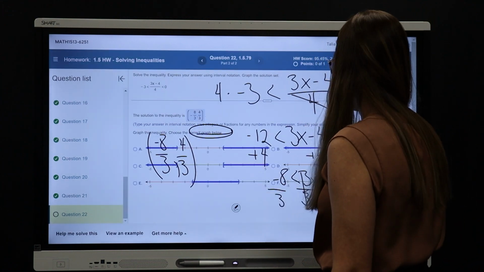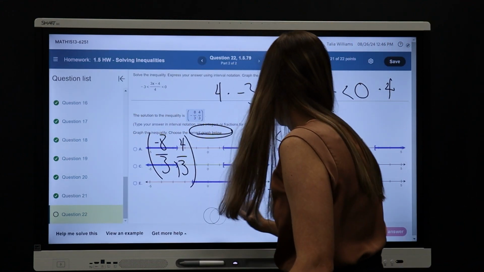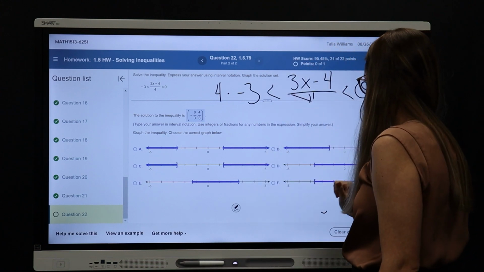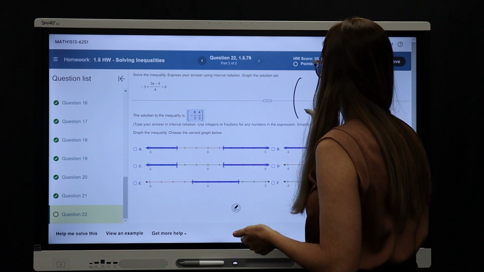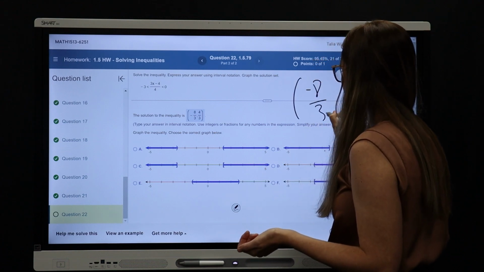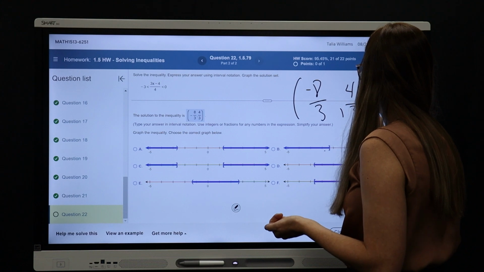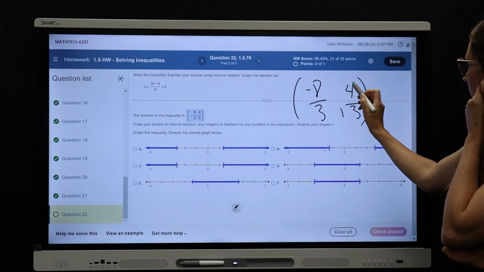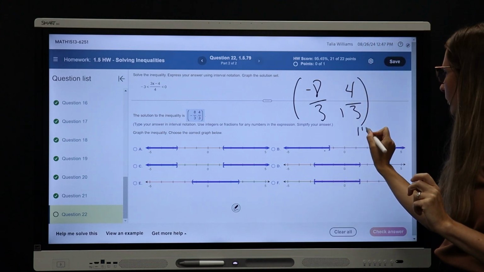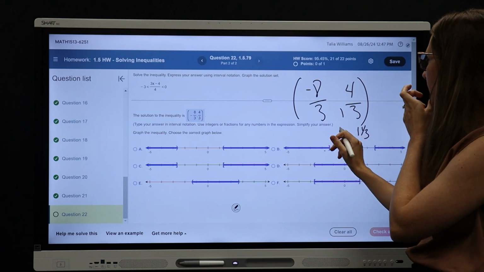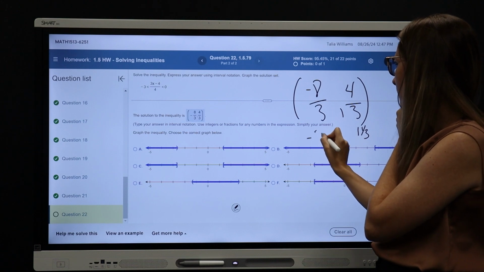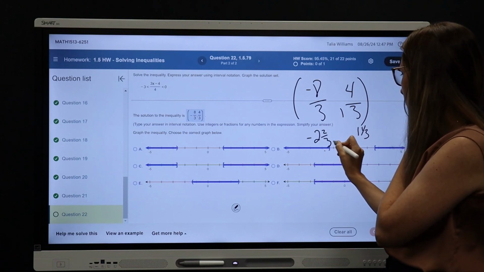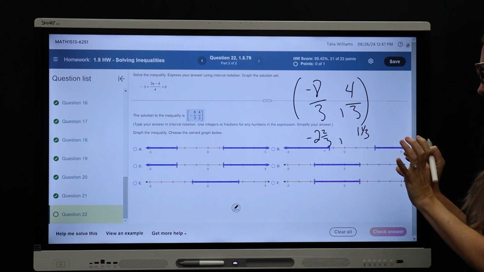Okay. I'm going to go ahead and erase this. And I'll rewrite it right here. So we're looking for -8/3, comma 4/3. Now, this is like 1 1/3, so we're right at there. If this was 6, that would be -2, so this is -2 2/3. So we're getting close to those.